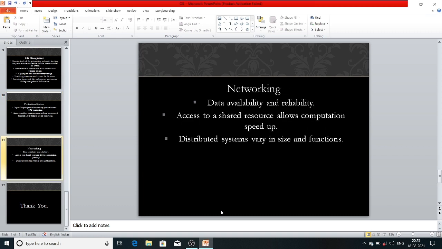Next, we have to move on to networking. In networking, a distributed system is a collection of processors that do not share memory or a clock. The processors in the system are connected through a communication network, which can be configured in a number of different ways. The network may be fully or partially connected. The communication network must consider routing and connection strategies and the problems of contention and security.